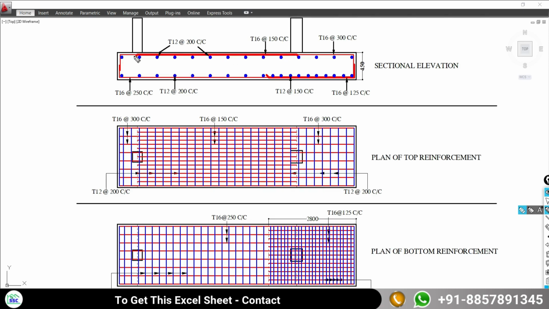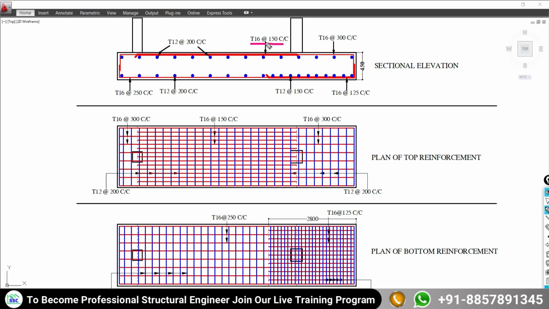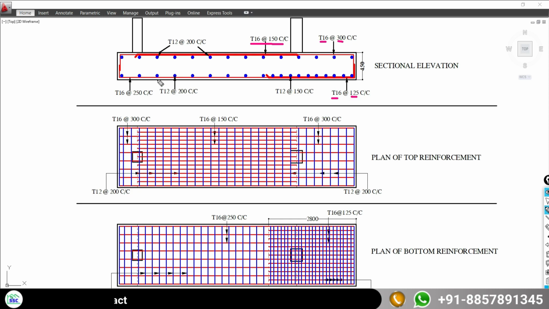At the top, the longitudinal reinforcement between C1 and C2 per the design requirement is 16 mm diameter bar at a spacing of 150 mm center to center, and for the extended portion it is 16 mm diameter bar at a spacing of 300 mm center to center. Likewise, at the bottom face, the longitudinal reinforcement is 16 mm diameter bar at a spacing of 125 mm center to center, and at the bottom face for the extended portion, 16 mm diameter bar at a spacing of 250 mm center to center.